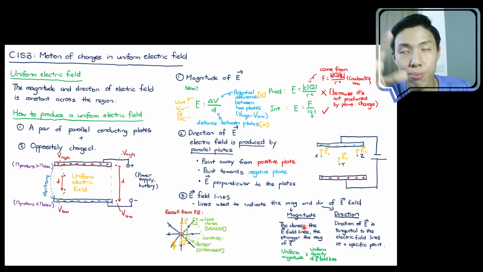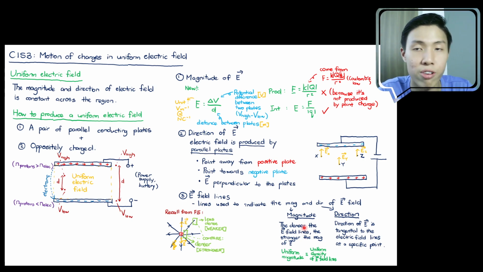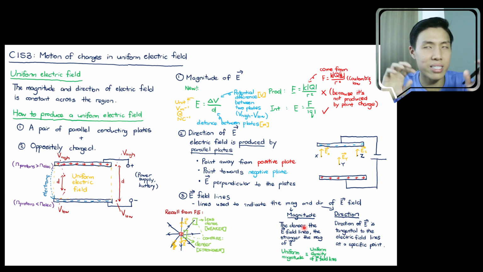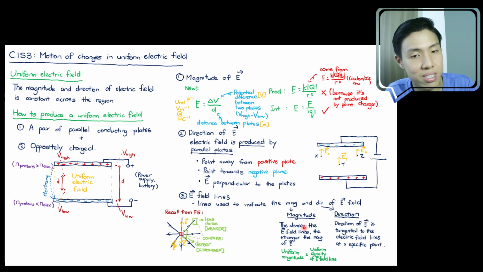Okay, so I don't have places which are more closely packed. I don't have places which are more loosely packed. Everywhere you see, the distance between the electric field lines is the same. There's no places where you find the electric field lines to be further apart. There's no place that is closely packed. They all have the same density of electric field lines.